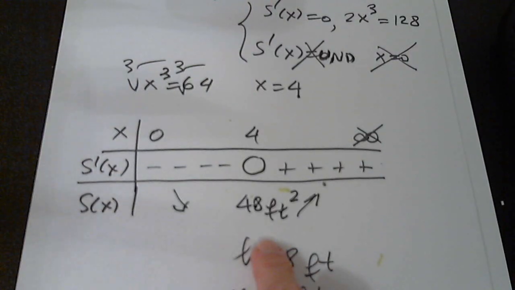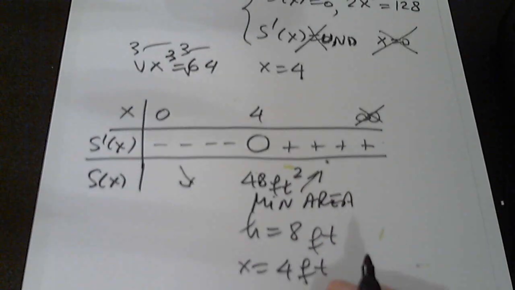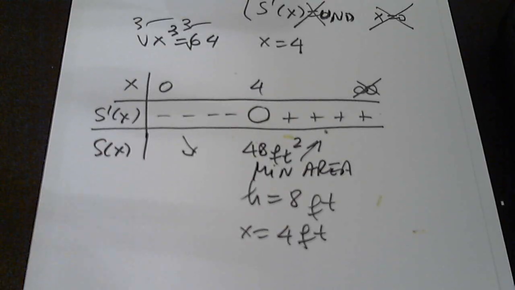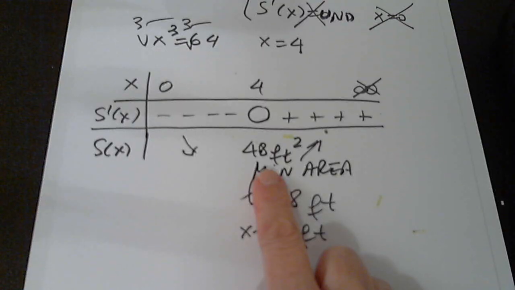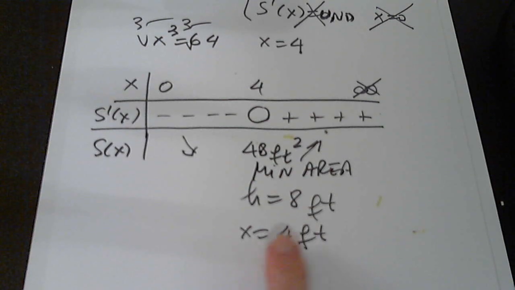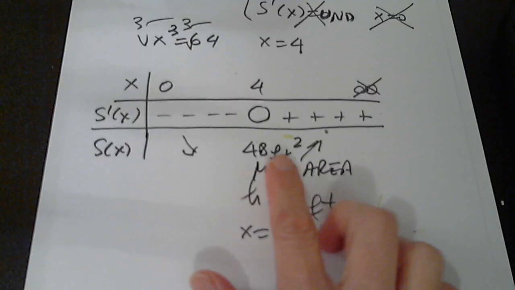So this is the absolute minimum. Min area. So if we work for a production line, we will have to let them know if you want to use the minimum surface area or minimum quantity of metal, make sure that you cut the base to be 4 by 4 and the height to be 8 feet. And you will definitely have a minimum area for the tank that holds 32 cubic feet of whatever.